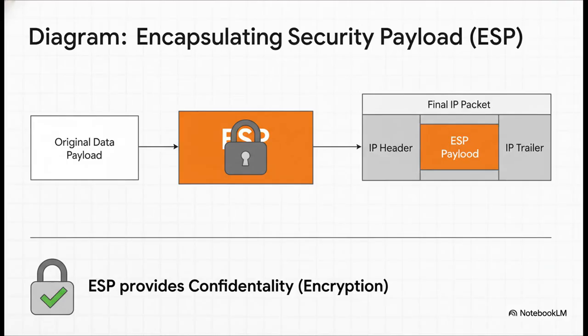ESP, on the other hand, is the whole shebang. It does everything AH does, integrity and authenticity, but it adds the star of the show, encryption. This is what gives us confidentiality. It takes our postcard and seals it inside a locked, opaque envelope. Now, it does have to leave the final to and from address on the outside unencrypted, otherwise routers wouldn't know where to send it. But the important part, the message inside, is totally secret.